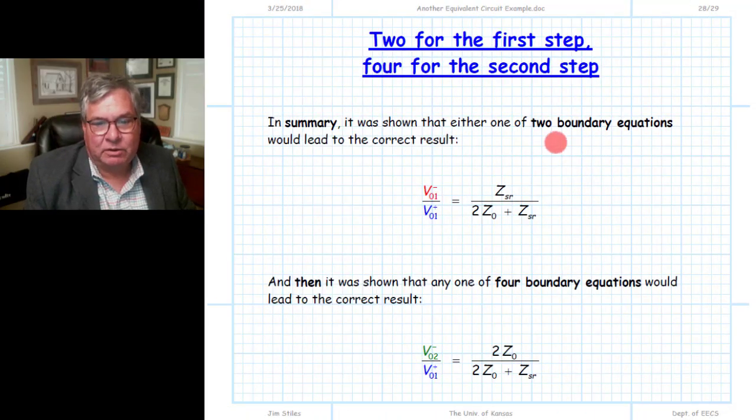So in summary, we used one of two boundary conditions to determine that first solution, either for the impedance or the reflection coefficient. And then once we determined that, we used one of four different boundary conditions to propagate the answer across the series impedance to the other side. A boundary condition involving I1 and I2 using KCL, or I1 and V2 using KCL and Ohm's law, V1 and V2 using voltage division, or V2 and I1 again using Ohm's law and KCL. Any of those four gave you this exact equation.